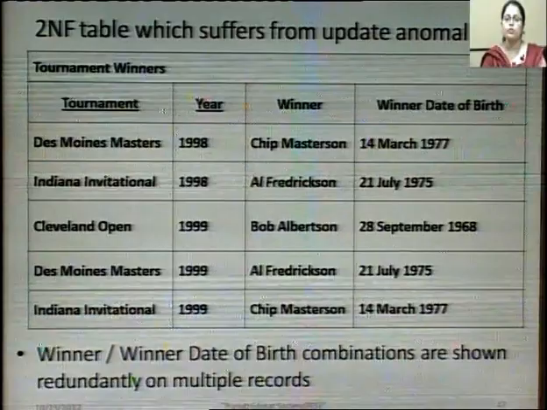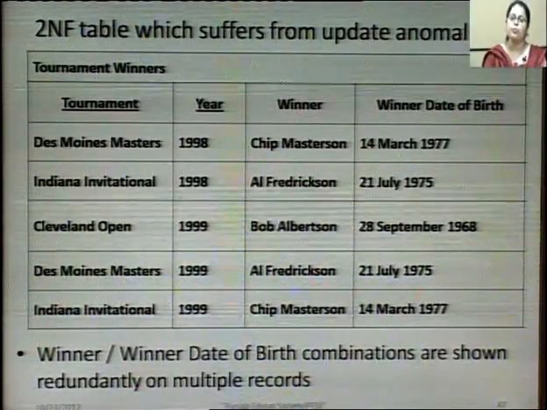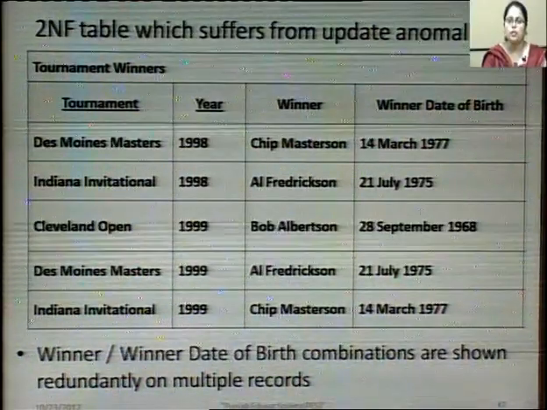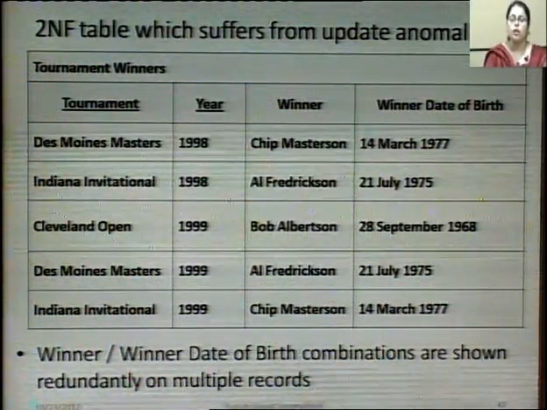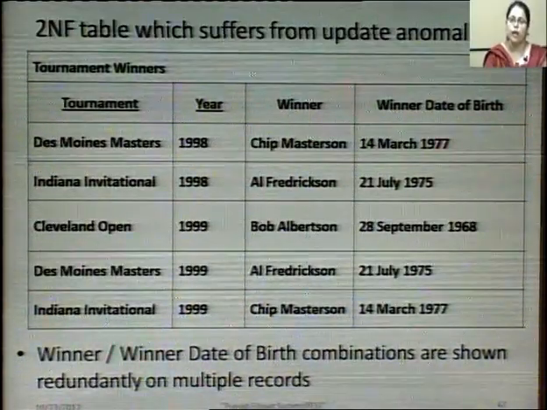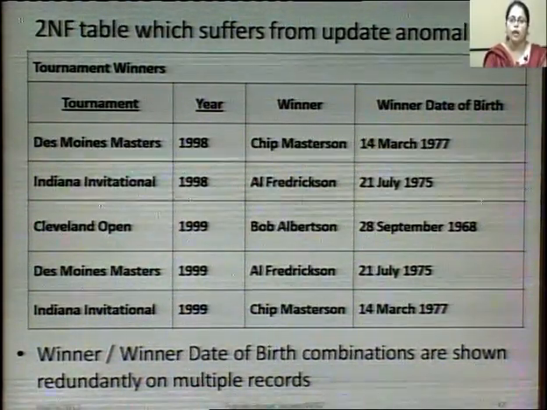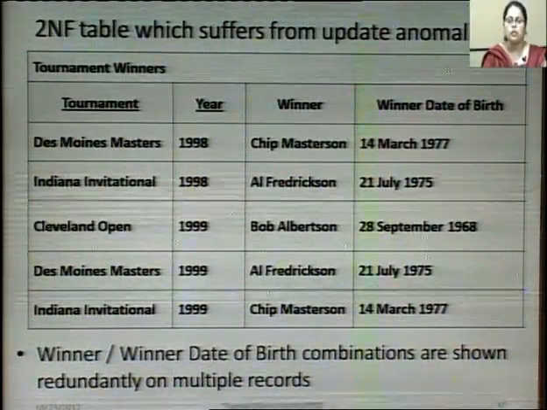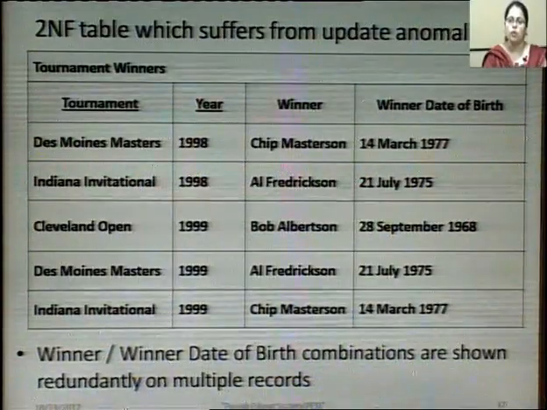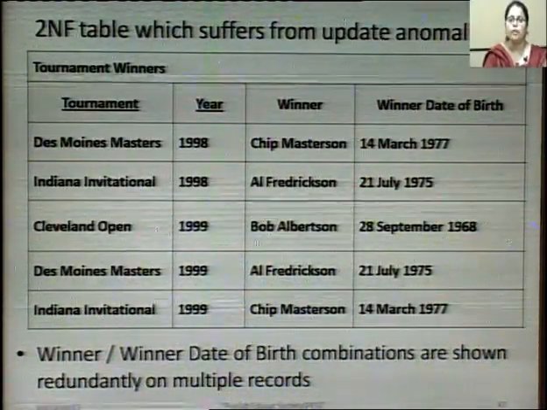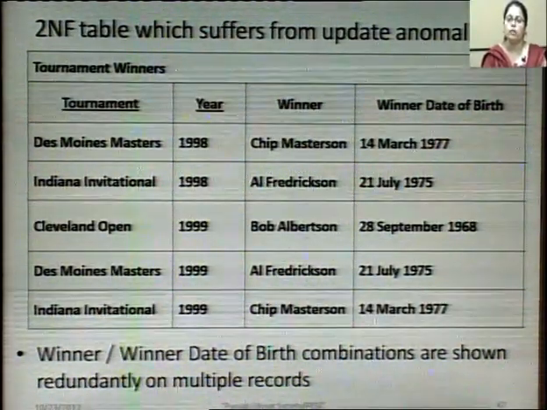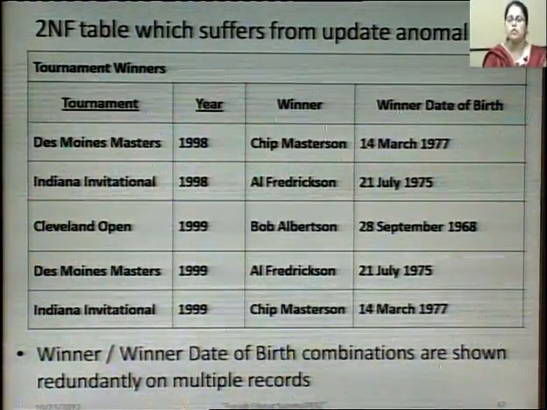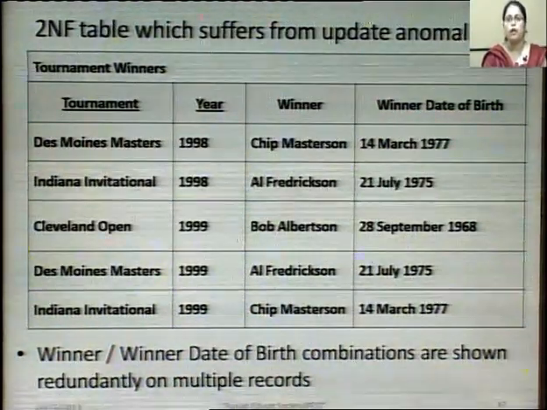Winner's date of birth is also a non-prime attribute and it is also fully functionally dependent on the tournament and year. But still this table contains redundancy of data: in the first record and in the last record the winner is repeated, and in the second and the second last record the winner is repeated. Both the attributes winner and winner's date of birth are repeated in multiple records in this table. So this relation will result in an update anomaly.